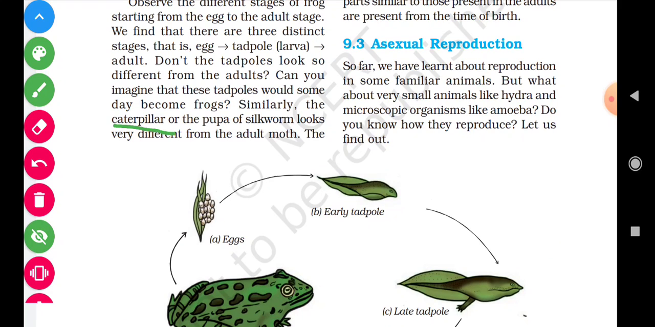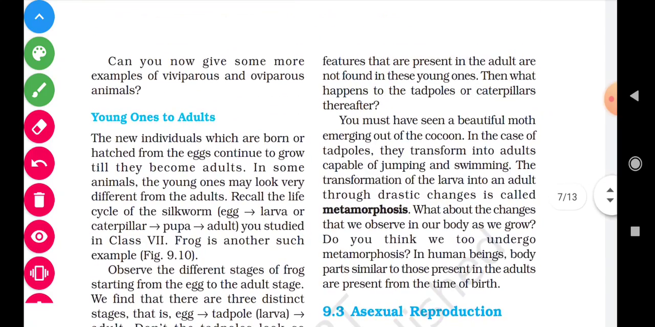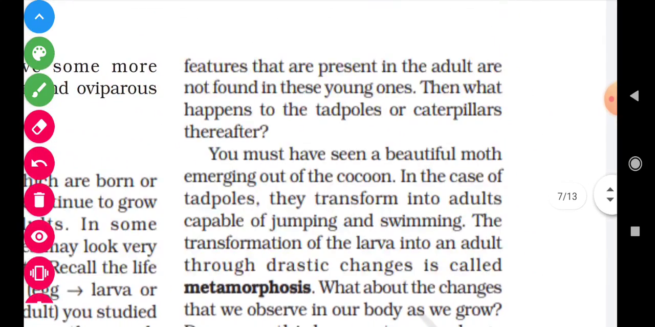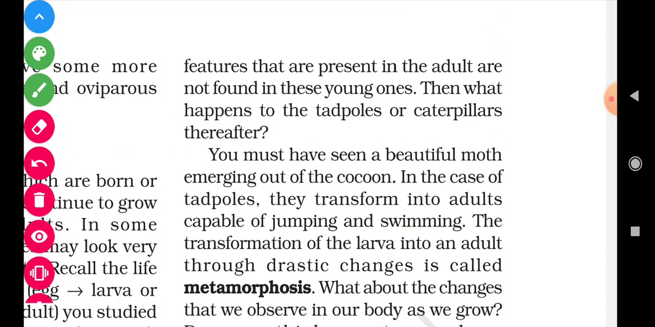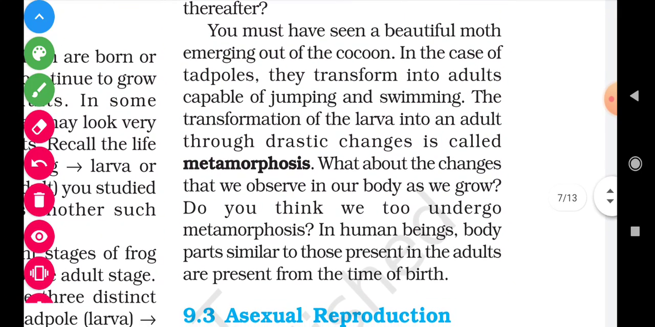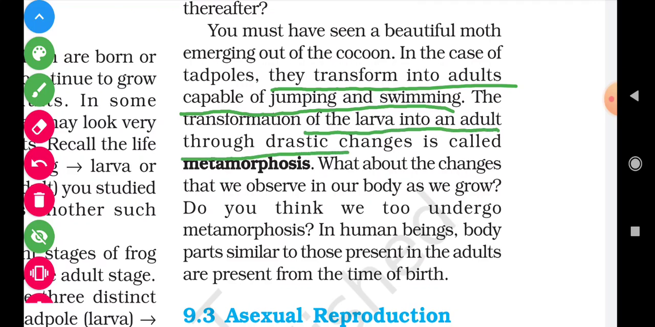Similarly, the caterpillar and the pupa of silkworms look very different from the adult moth. So the features that are present in the adult are not found in these young ones. Then what happens to the tadpoles or the caterpillars thereafter? You must have seen a beautiful moth emerging out of the cocoon. In the case of tadpoles, they transform into adults capable of jumping and swimming. The transformation of the larva into an adult through drastic changes is called metamorphosis.